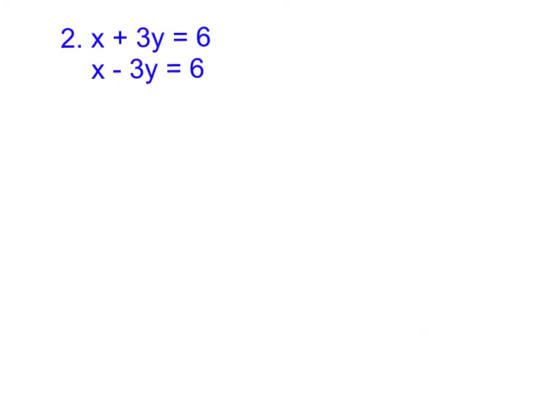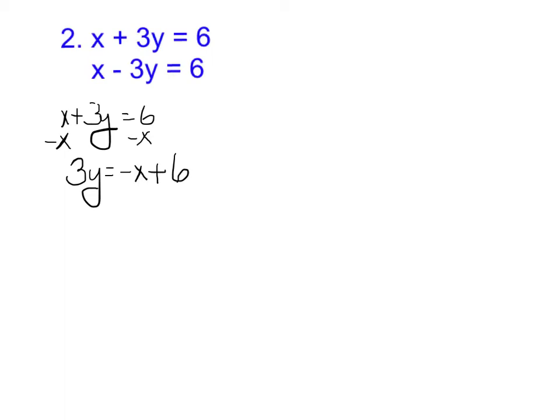Example number 2. x plus 3y equals 6 and x minus 3y equals 6. Step 1, solving both equations for y. So I'm going to take my first equation, x plus 3y equals 6. I'm going to subtract the x on both sides. That will give me 3y equals negative x plus 6. Remember, we are solving for y, so we can get the equation in slope-intercept form. I now divide everything by 3.